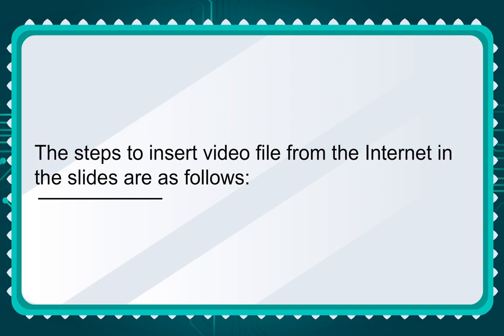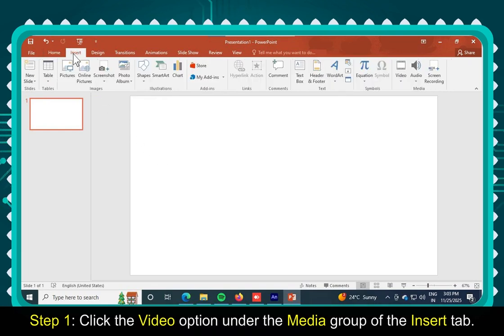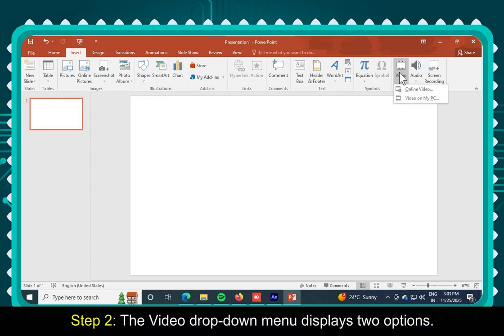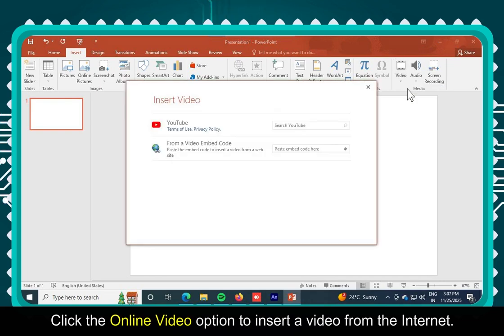The steps to insert video file from the internet in the slides are as follows. Step 1. Click the video option under the Media group of the Insert tab. Step 2. The video drop-down menu displays two options. Click the Online Video option to insert a video from the internet.